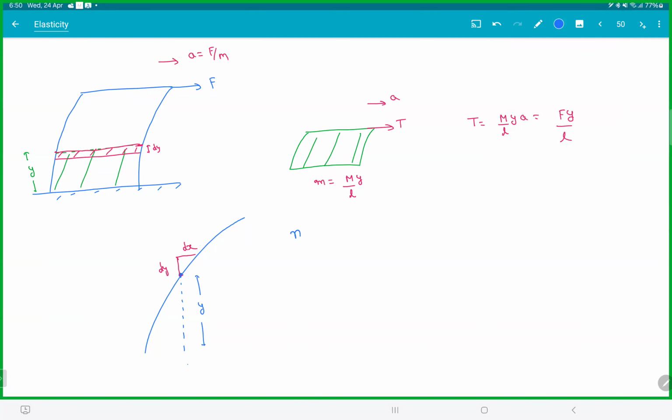Now applying the formula for rigidity modulus, what is the rigidity modulus? Tension, that is T, which I know, over area, times relative displacement, that is dx, by the distance between the two layers, dy. Agreed? So for that small cuboid of thickness dy, this is the relative displacement. This is how the shape would have looked.